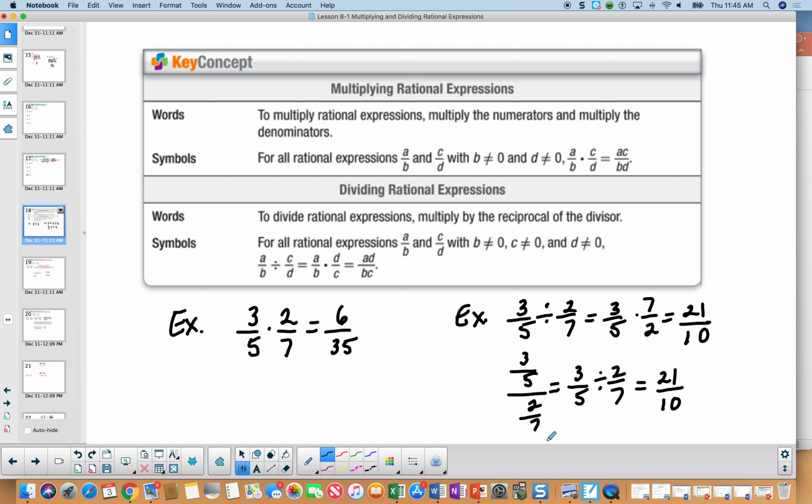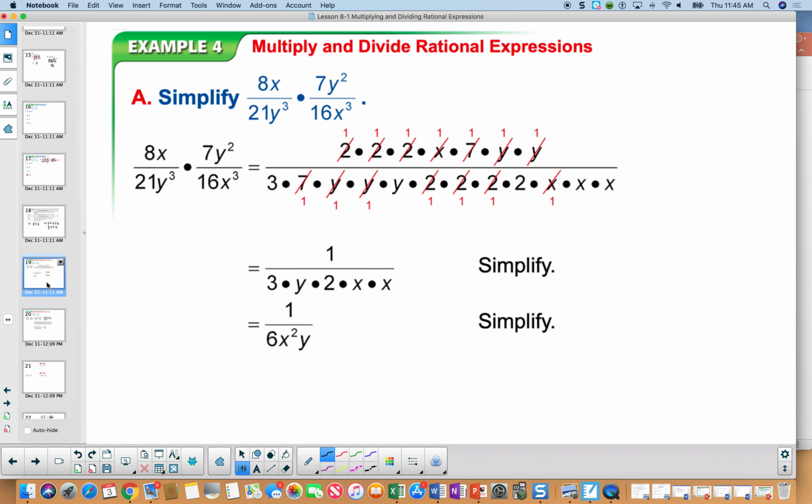Now division could also look like this. It could look like a complex fraction, and remember this is just the same thing as 3/5 divided by the denominator, and I'm back to this problem again, which the answer we know is 21 over 10. All right, let's take a look at an example here.